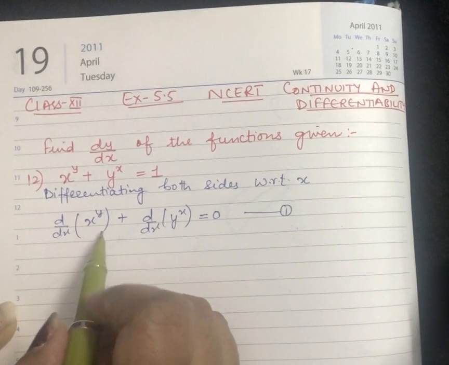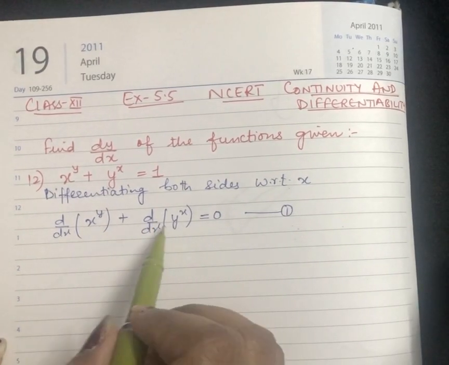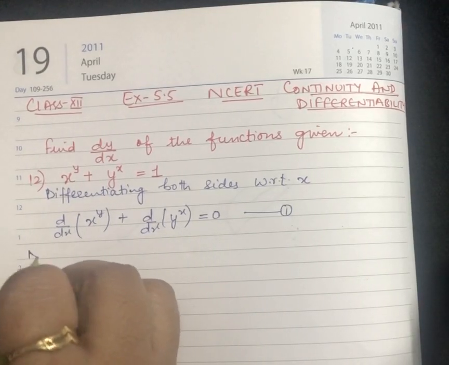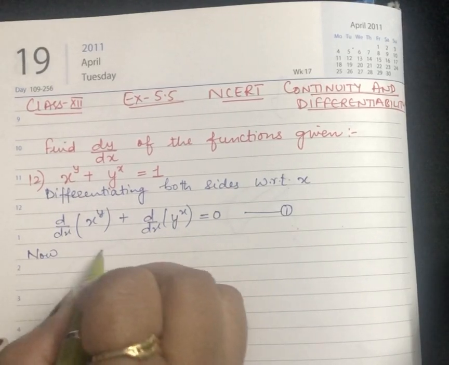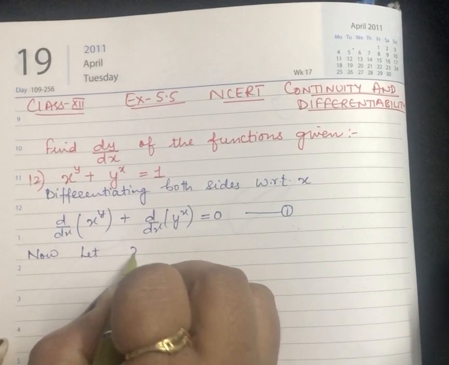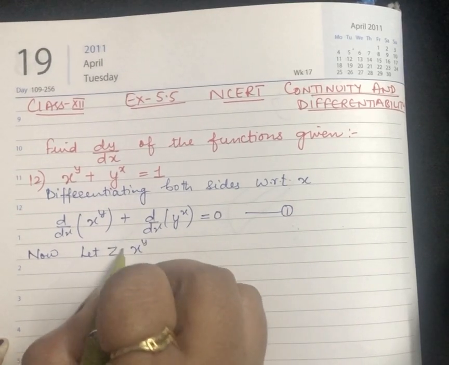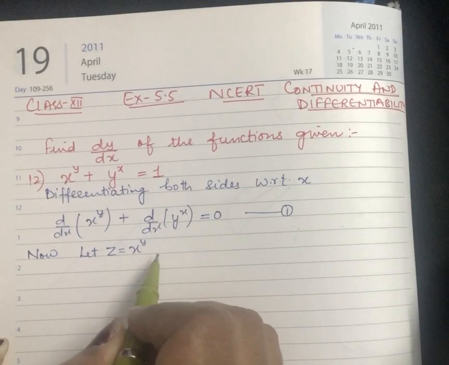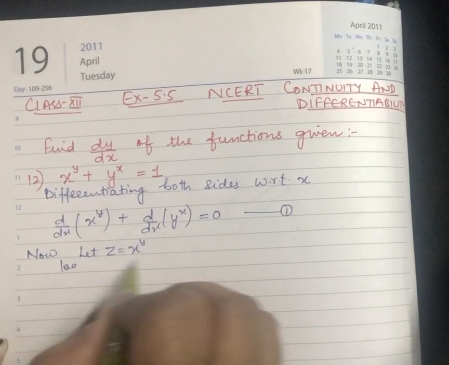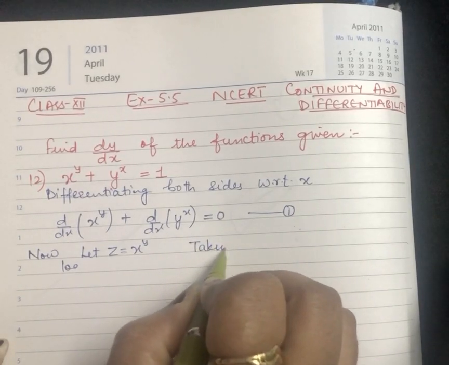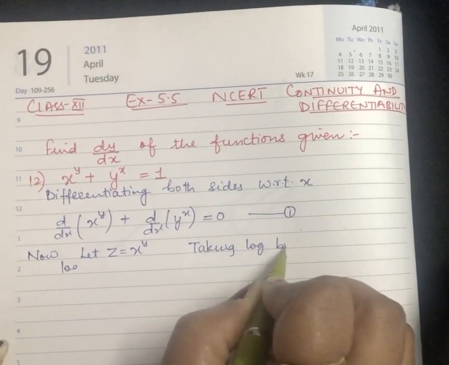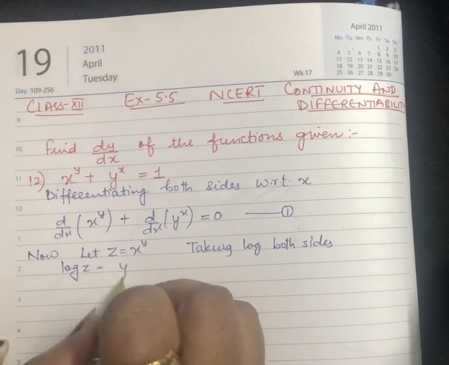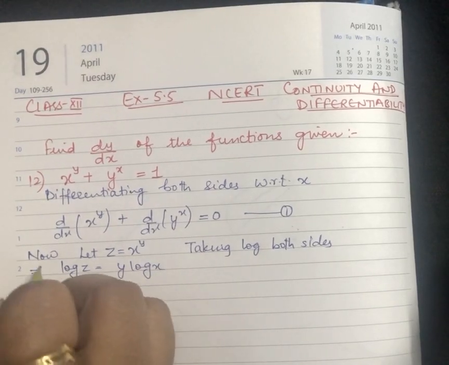Now here we have to find the derivative of x to the power y and y to the power x. So we will solve it separately. So now let z equal to x to the power y. Now we will differentiate it using logarithmic differentiation. So taking log both sides, log of z will be y log x.